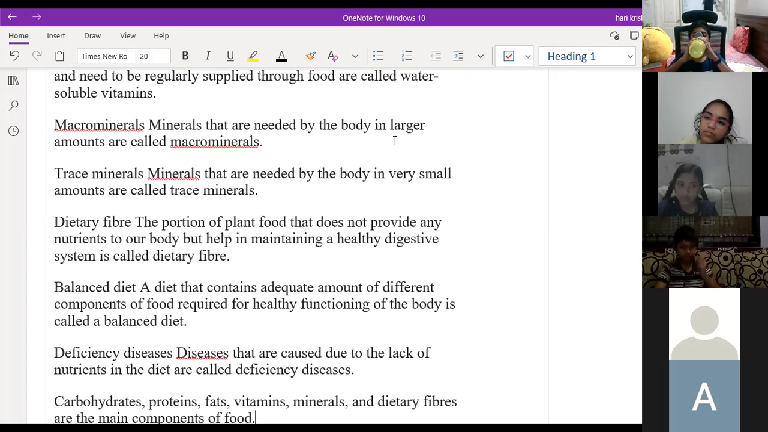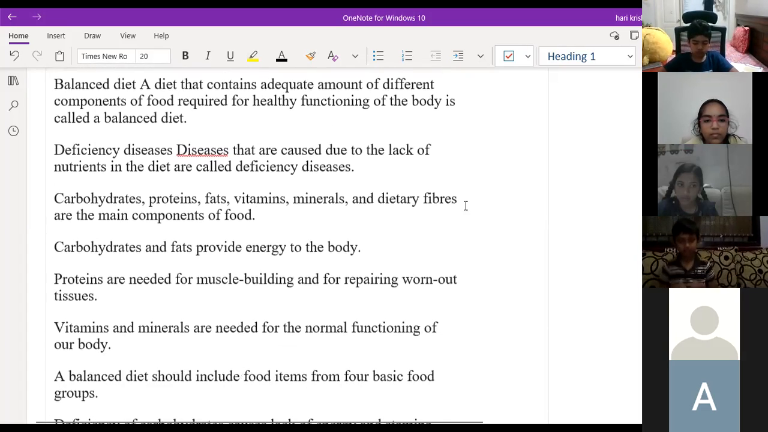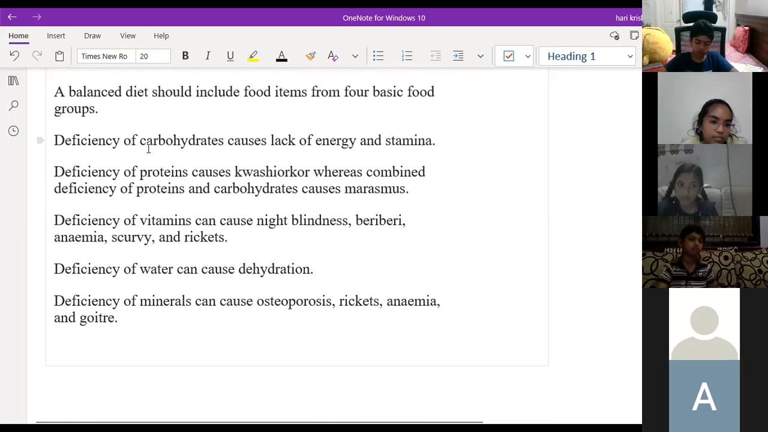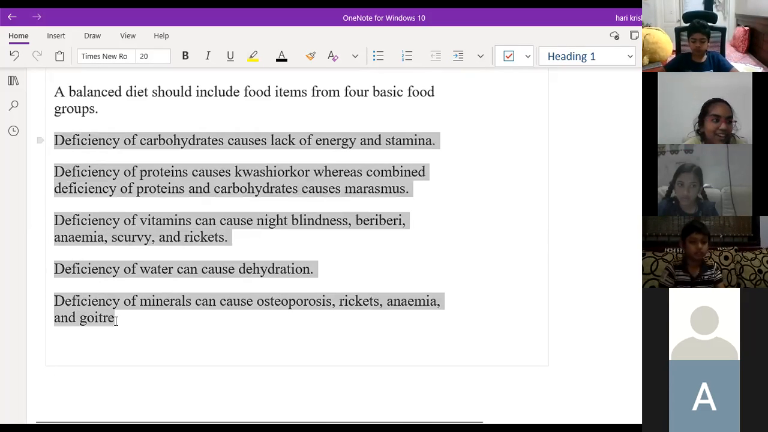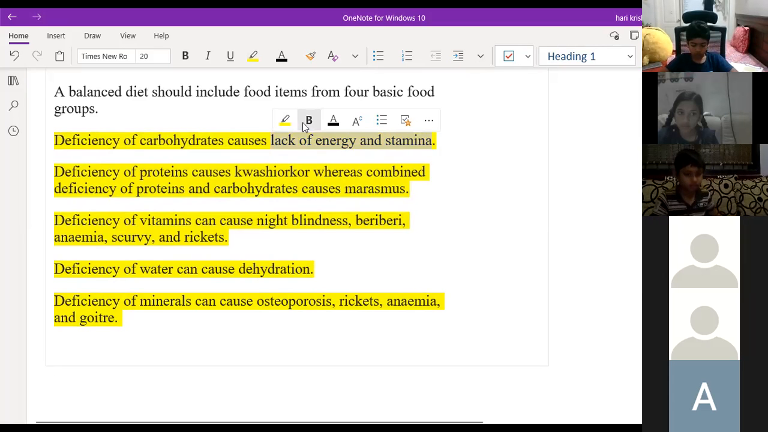Now clear? Any doubts in that? No, sir, no doubt. So, deficiency of the carbohydrate causes what? These are also very important. Lack of energy and stamina, so we will feel weak. Okay. Now, deficiency of the protein will cause?